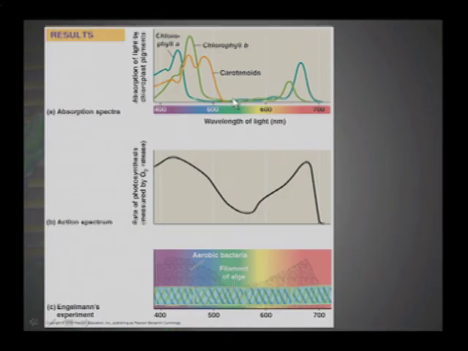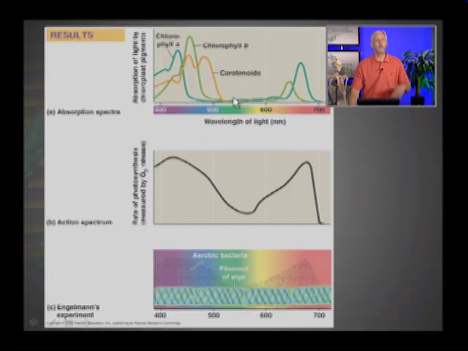Again, there's not much absorption in the green and yellow, and that's why when you look at a plant, it's green. That green light's being reflected. Other colors of light are what are being absorbed and driving photosynthesis.